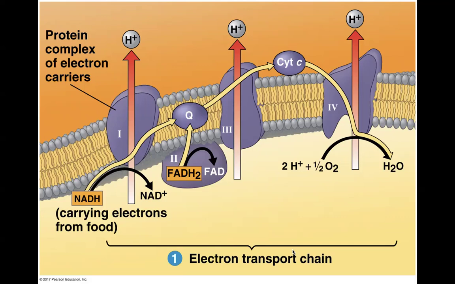Now let's take a look at what happens next. So this is the first part of the oxidative phosphorylation, where we are using the energy from electrons to create a proton gradient. Now that this is established, now we can consider making ATP molecules.